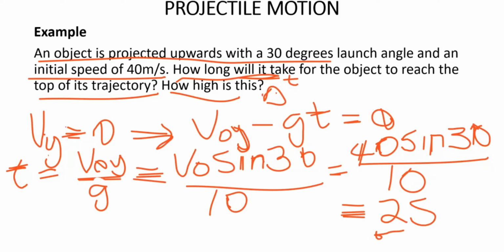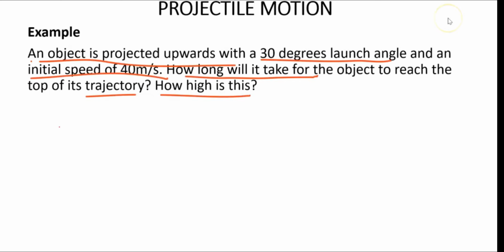Okay? So therefore, the time taken is 2 seconds. It takes 2 seconds to travel. How long will it take the object to reach the top of the trajectory? That is 2 seconds. Right. Now we know that t is equal to 2 seconds.